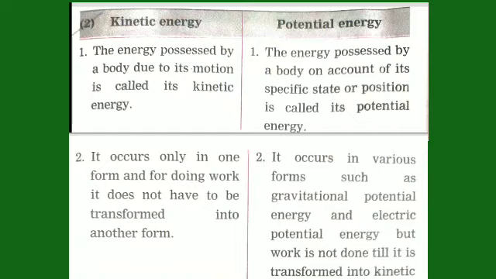Second, kinetic energy occurs only in one form, and for doing work it does not have to be transformed into another form. Potential energy occurs in various forms such as gravitational potential energy and electrical potential energy, but work is not done till it is transformed into kinetic energy.